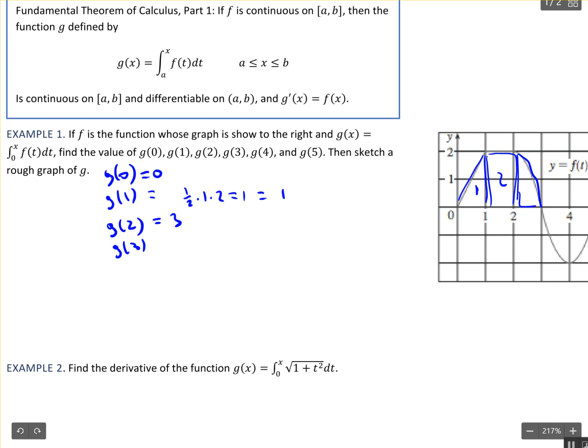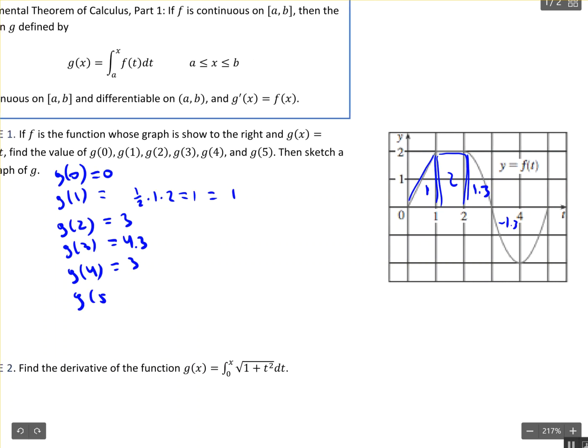Now, g of 3, we've got to figure out the approximate area of this piece right here. It's a little bit bigger than 1, so let's call it 1.3. So the area there is 1.3, add them all up, I get 4.3. G of 4, well, this and this look like they're the same, but this one's below the x-axis, so let's call that area negative 1.3. So we're back to 3. And finally, g of 5, this looks like another negative 1.3, so let's take another 1.3 away from that 3, and I get about 1.7, if I add all those numbers up.